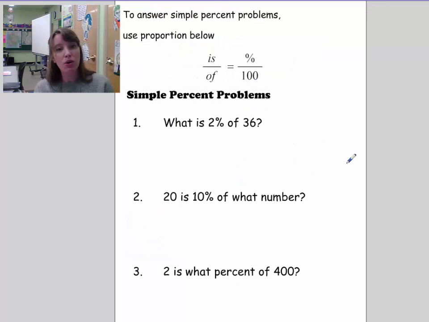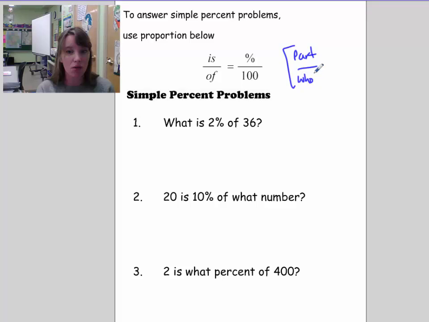In order to answer some simple percent questions, we can use the proportion below: is over of is equal to percent over 100. Oftentimes the simple percent problems, and there are 3 different types here, are worded in ways that make it easy to use this proportion. Another way of looking at it is part over whole is equal to percent over 100.